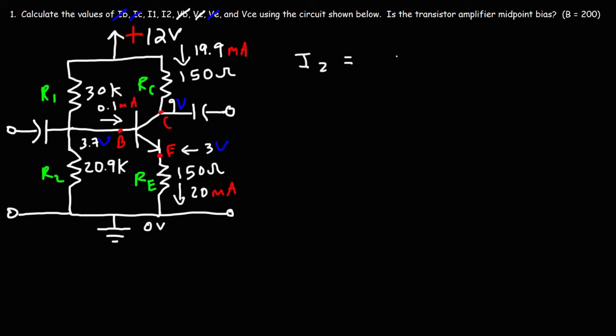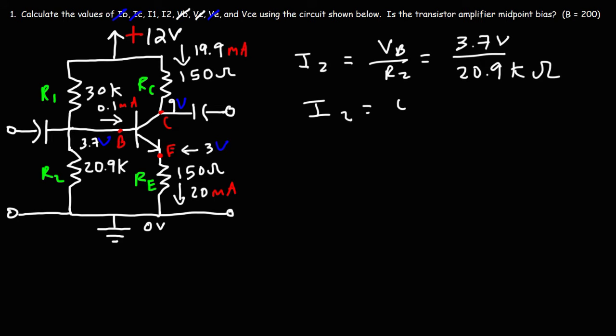So the voltage across R2 is the potential at B divided by R2. That's going to give us the current flowing through R2. So VB is 3.7 volts. R2 is 20.9 kiloohms. Now keep in mind, when you divide volts by kiloohms, you're going to get the current in milliamps. So 3.7 divided by 20.9 gives us a current of 0.177 milliamps. So let's write that here. And let's highlight that in red.